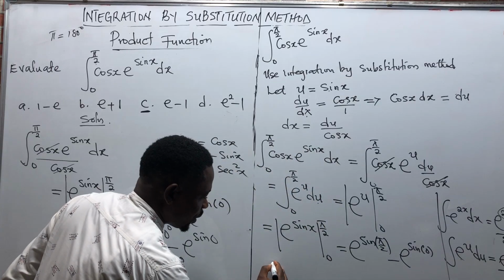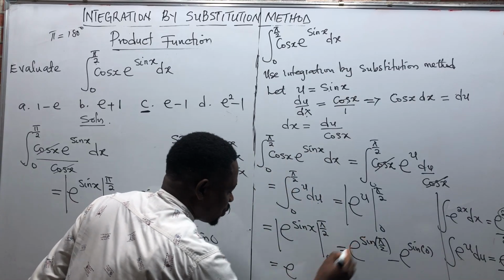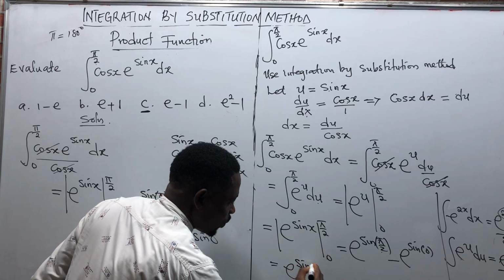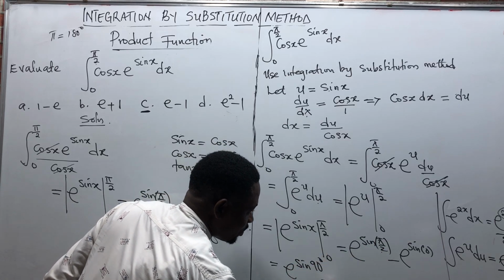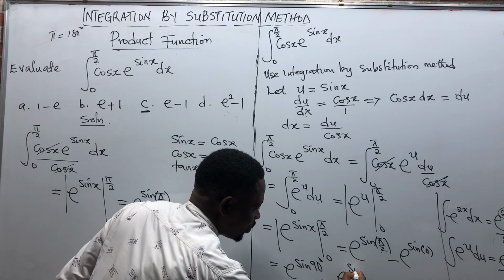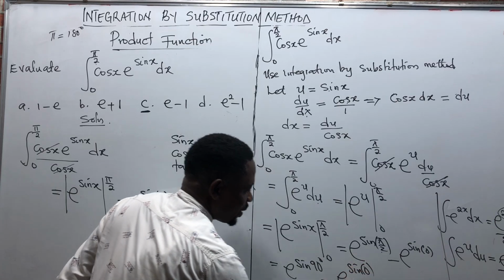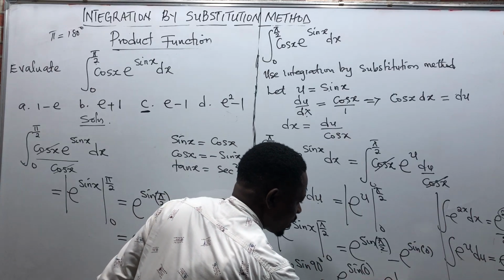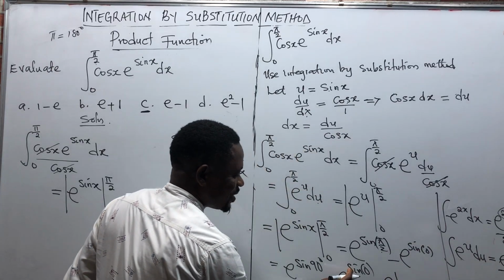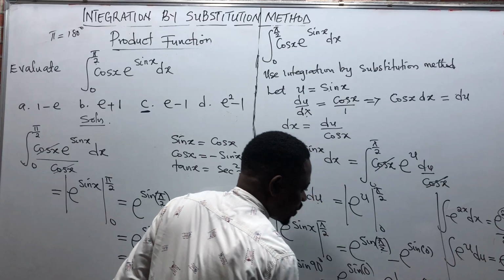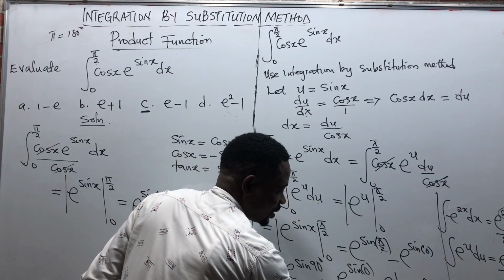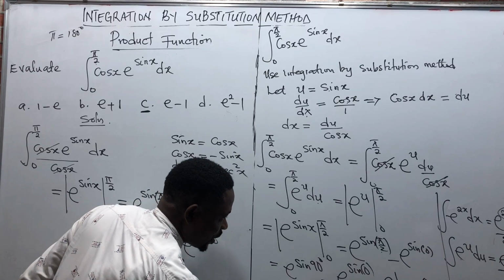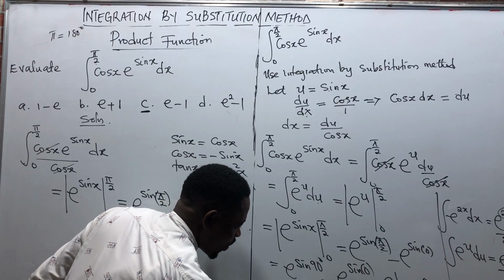Now, if you continue, I told you that pi is 180, and 180 over 2 will give us sine 90 degrees. Then minus exponential sine 0. So at the end, we'll be having exponential sine 90, which is 1, minus exponential sine 0, which is 0. So by the law of indices, anything raised to power 0 is 1. Now the final answer is exponential minus 1.